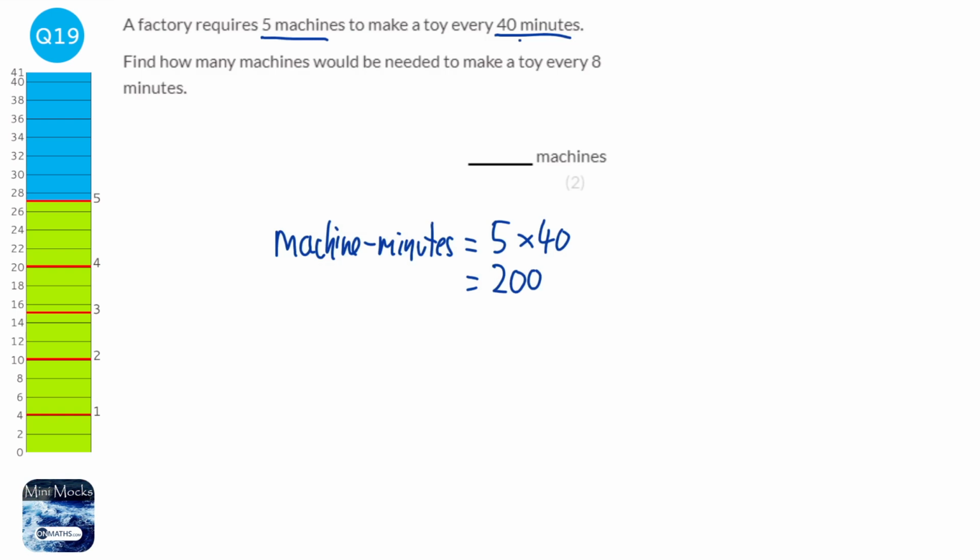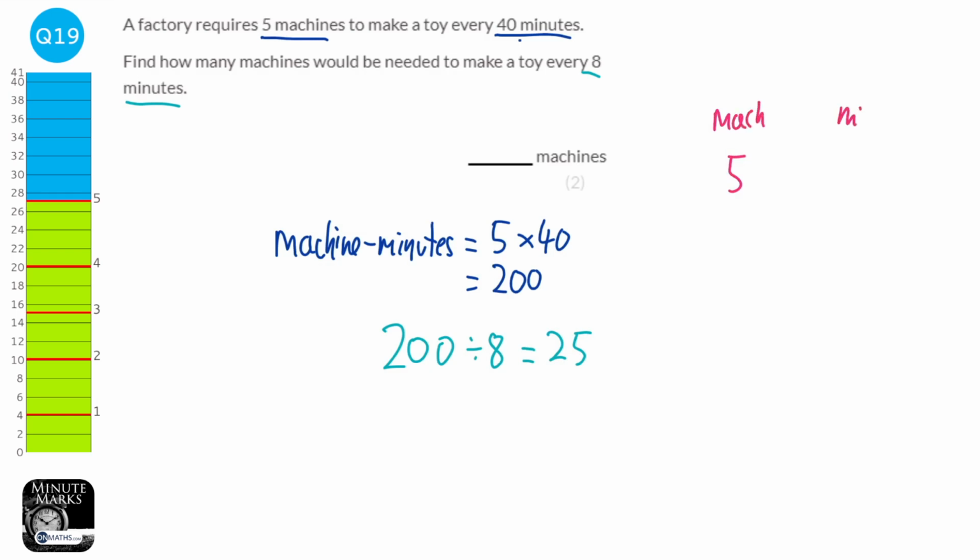Here we're asked, well, okay, what if we wanted a toy every 8 minutes? So we get the 200 and we divide it by 8. And when we do that, we get 25. So if we had 25 machines, we would be able to make it every 8 minutes. And the logic here is 5 machines. So this is machines, and this is minutes, is 40.